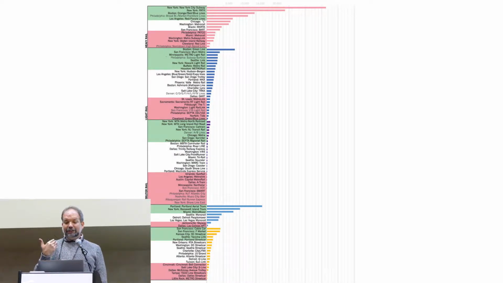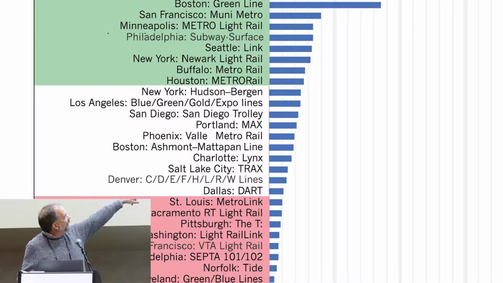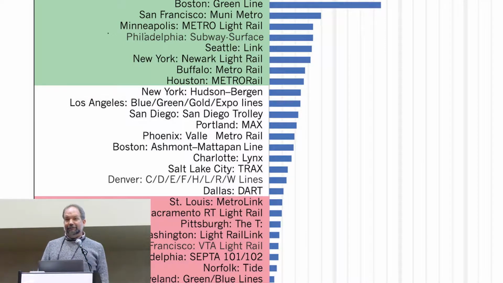So like I said, there's a huge variety in transit lines. Here's that light rail graph again. You can see Pittsburgh down there. You can see some of the lines up at the top carrying vastly more people.